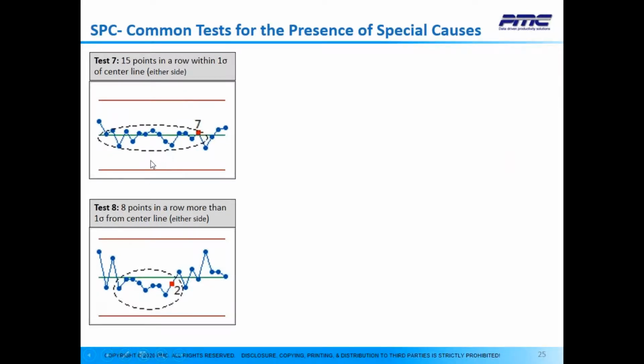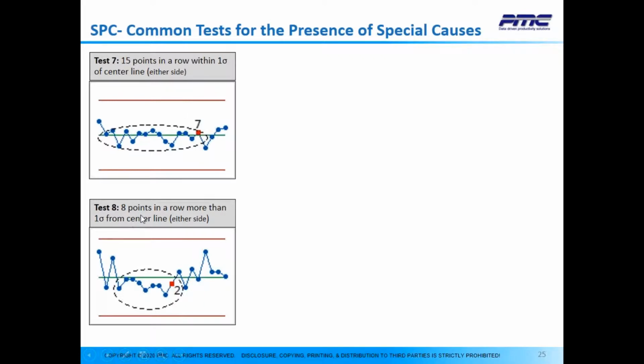And this one is also test 7. As you can see here, it says 15 points in a row within 1 standard deviation of center line. So if we count, 1, 2, 3, 4, 5, 6, 7, 8, 9, 10, 11, 15. Again, it's within that 1 center line, either side, by the way. So that's why it fails the test.